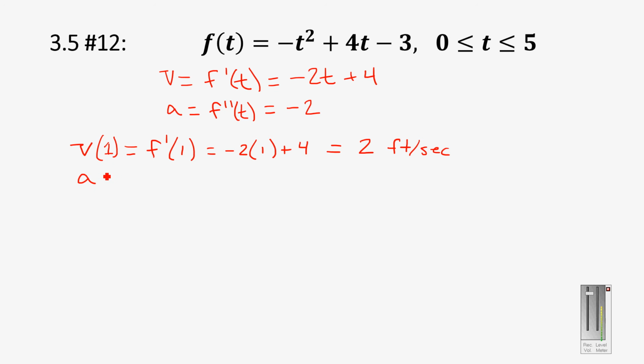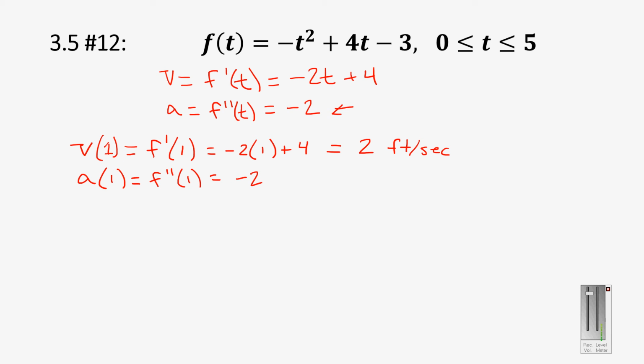The acceleration at time 1 then, let's see here. The velocity and acceleration of the object at time t equals 1. So in this case, the acceleration of this object at time t equals 1 would be f double prime of 1. Well, the unfortunate thing here is that for all t, the acceleration is negative 2. So negative 2 is going to be your acceleration.